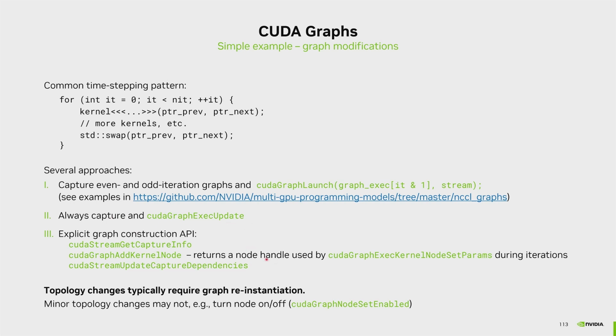Finally, there is an explicit graph construction API, which I'm not talking about here, but basically it gives you much more freedom. You can explicitly create a node, store a node handle to that node, and then you can alter node parameters while iteratively launching your graph. So the first approach, because we create a new graph for each set of parameters, allows you to change topology. However, the second and third approaches do not allow topology changes except for minor cases. For instance, you can turn a node on or off.